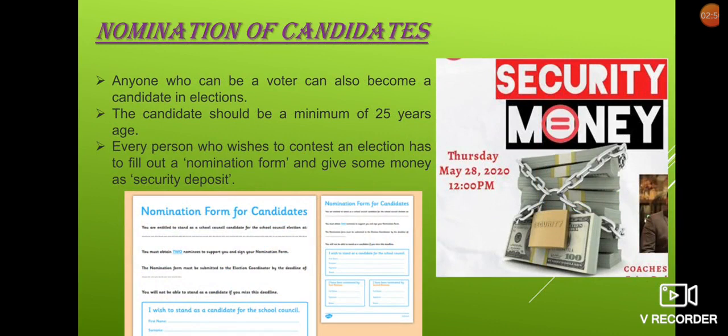The second step comes the nomination of candidates. Nomination of those candidates who are standing in election. Anyone who can be a voter can also become a candidate in elections. The candidate should be a minimum of 25 years age, and every person who wishes to contest an election has to fill out a nomination form and give some money as security deposit.